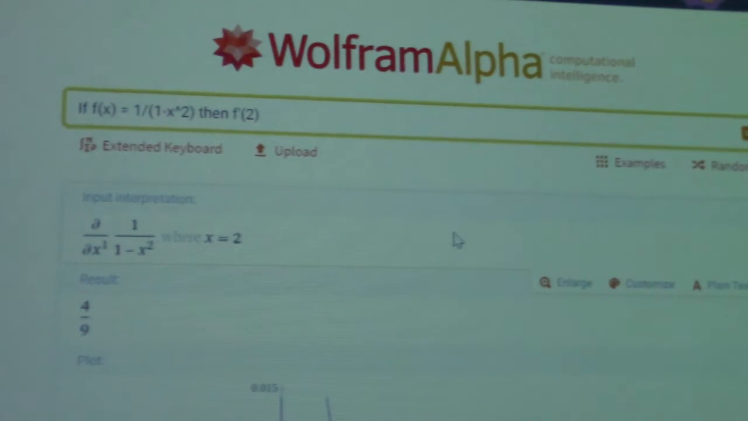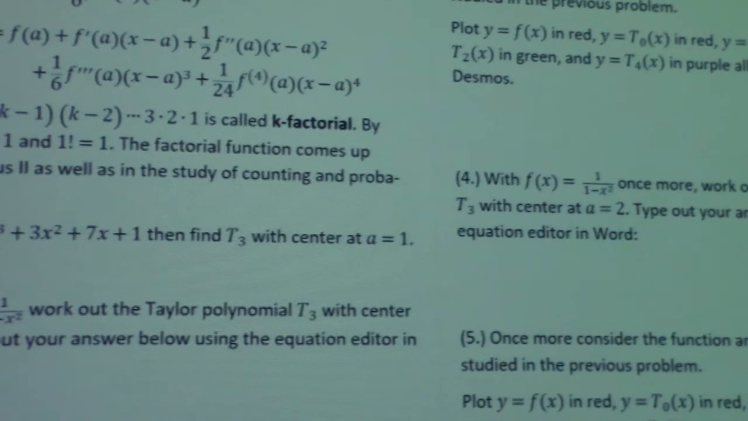So if we wanted to let Wolfram Alpha do the arithmetic for us, we could use this kind of syntax. See this? f of x. Oh man, I got no lasers. Where are my lasers? Oh well. I define the function, I say f prime of 2, it gives me 4/9. You say plot y equals f of x. Which f of x are we using? The same one as number 2, the previous problem. So the 1 over 1 minus x squared.